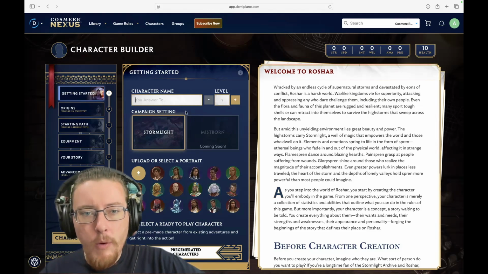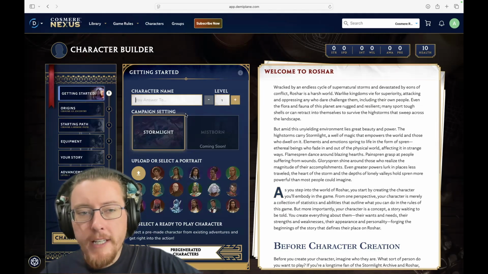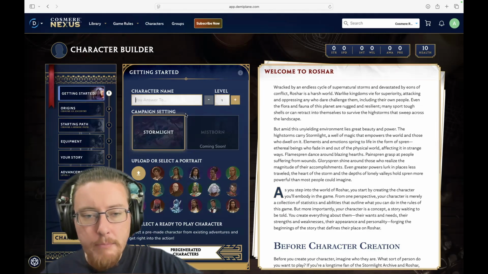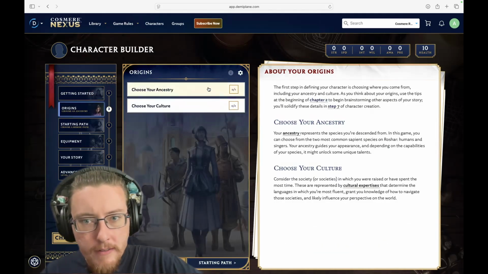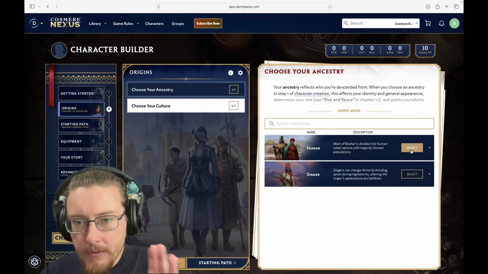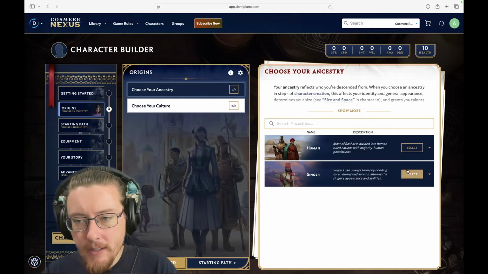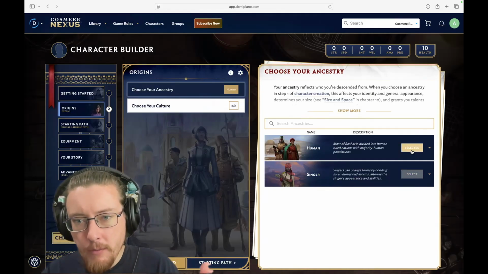Character name. What do I want my character name to be? Well, if you're new to the Stormlight Archive, or if you want to play something authentic, play a character that's authentically named, I would actually suggest going first to Origins. If you want to play a human, select human. If you want to play a singer, select singer. I'm going to show you why I came to Origins first before making a name.